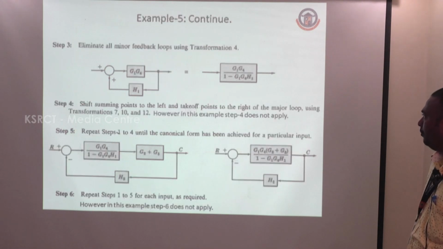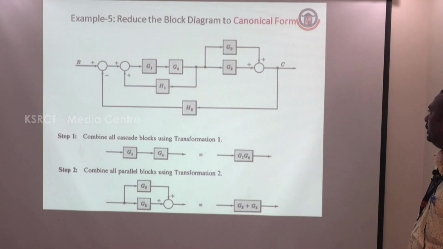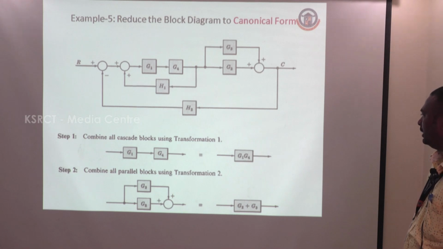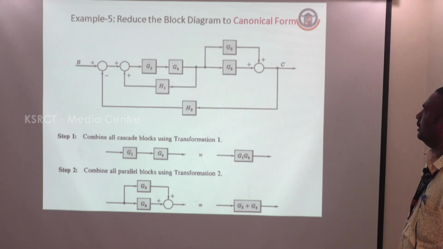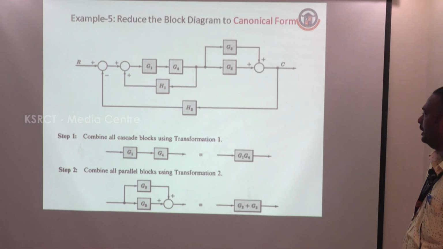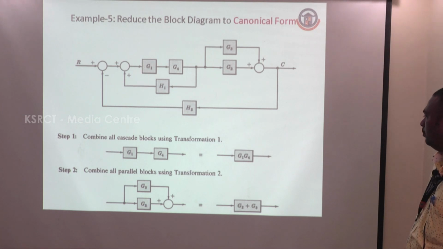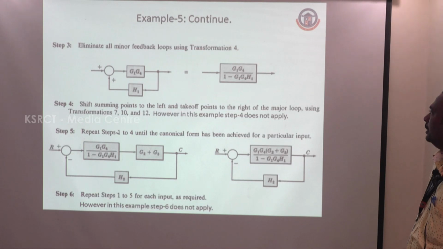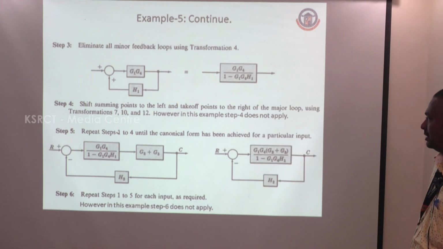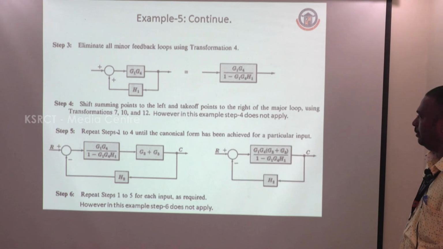For example, reduce the block diagram to canonical form. Canonical form means combining all cascade blocks using the transfer function. We already know that G1 and G4 in cascade, series form, give G1 G4. Next, combining all parallel blocks, that is G1 plus G2. Eliminating all minor feedback loops using the transformation, that is G1 G4 with feedback H1, therefore G1 G4 divided by 1 minus G1 G4 H1. Shifting the summing point left and the takeoff point right to the major loop using the transfer function. Repeat steps 1 to 4 until the canonical form has been achieved for the particular input.